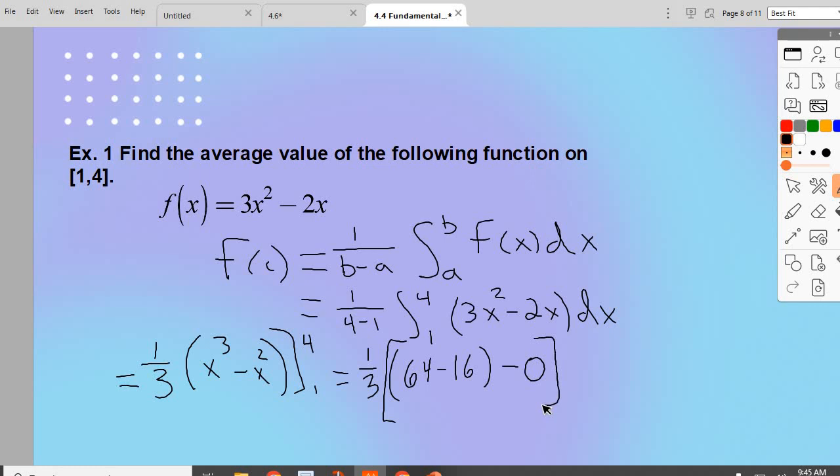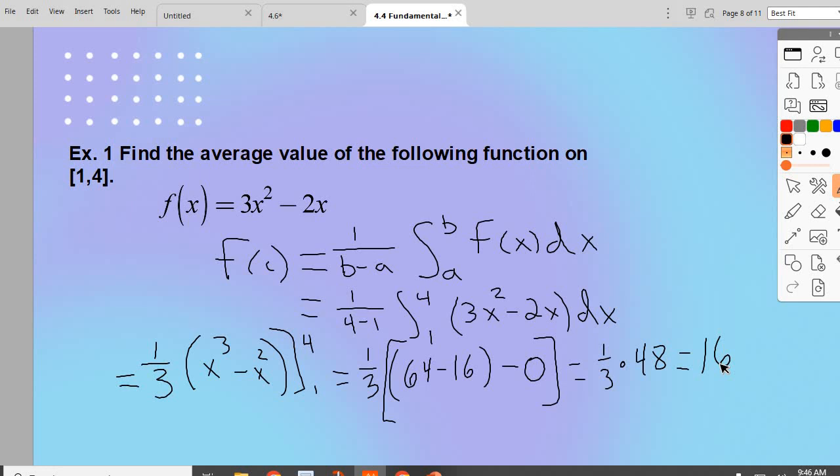So we get 0 there. Are we okay that we get 0 here? Okay. So we said we get what on the inside? 64 minus 16 is? 48. Okay. Times 1/3 gives us? 16. So the average y value is going to be 16 for that function. Now, but again, remember that is f of c. They did not ask us at what c value that happens.